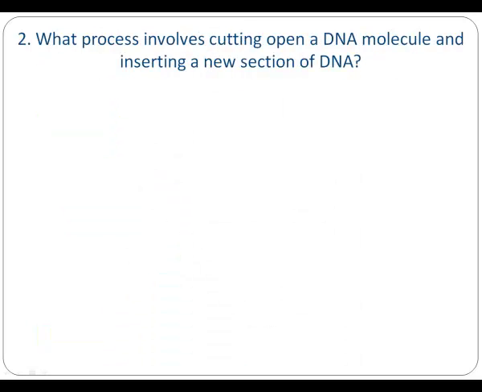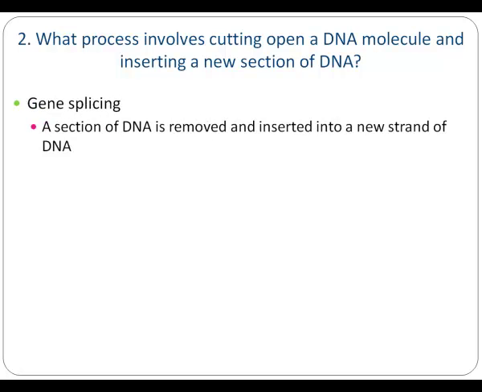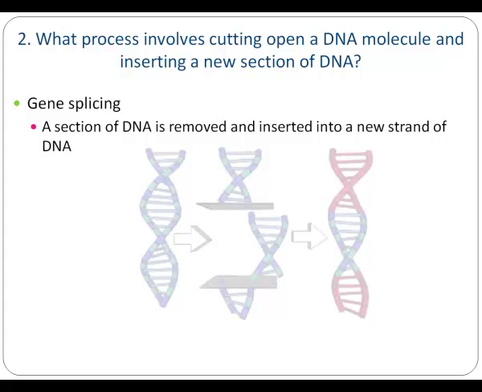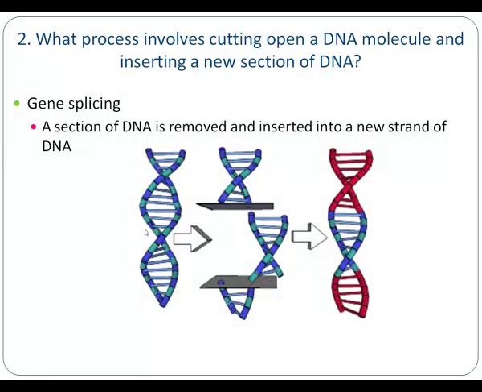Next question, what process involves cutting open a DNA molecule and inserting a new section? That's going to be gene splicing. So a section of DNA is removed. Here I have a section of DNA that gets cut out, and I'll do this using enzymes, and I'm going to insert that into a new strand of DNA.